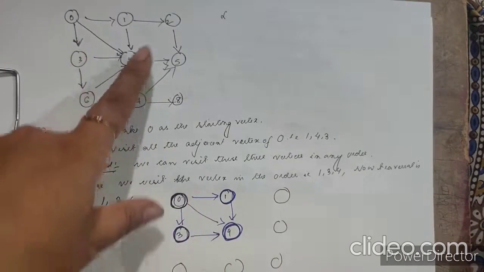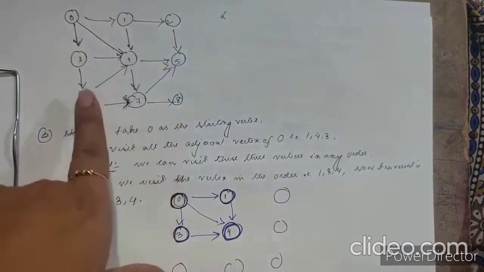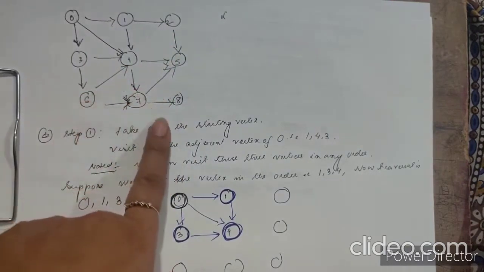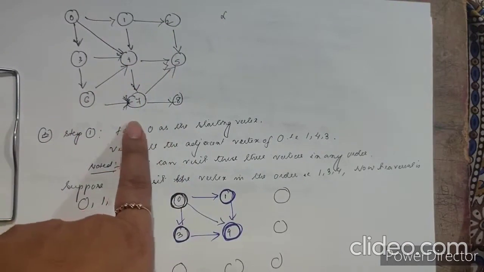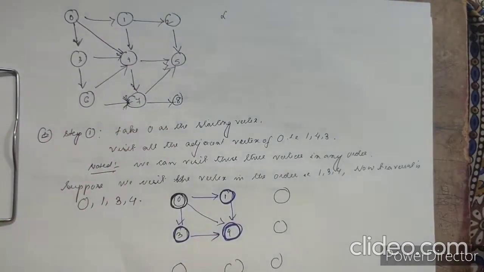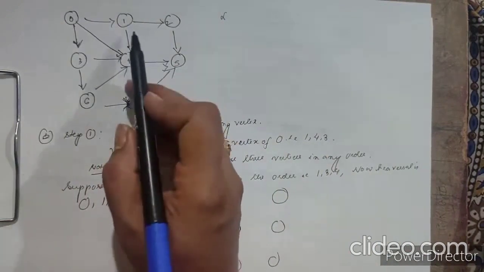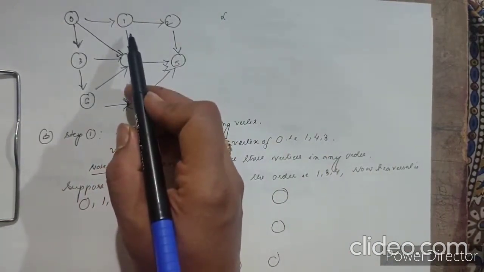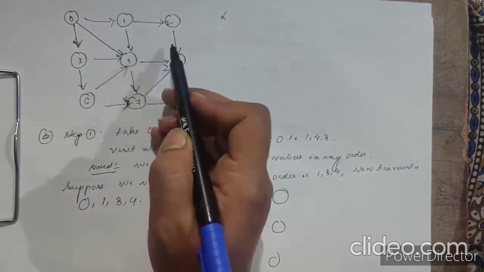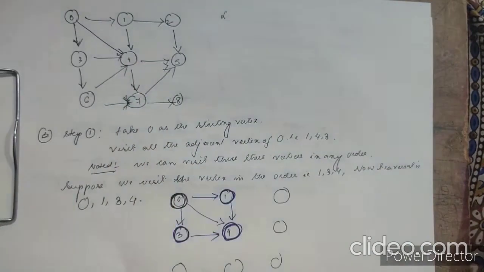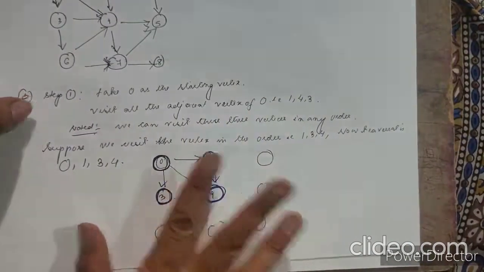Then 6, and then 7. Then 6, then 5 and 7. Now note that vertex 4 is adjacent to vertex 1 and 3, but it has already been visited, so we ignore it. Now the traversal is... got it? So till here it is understood.